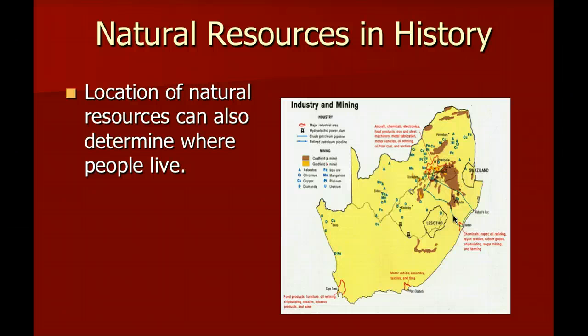Natural resources in history. The location of natural resources has helped determine where people live. For example, this is the country of South Africa, and one of the main reasons why lots of people of European descent live there is because there's gold and diamonds there. So people wanted to move there and mine.